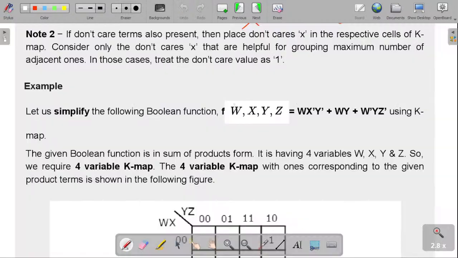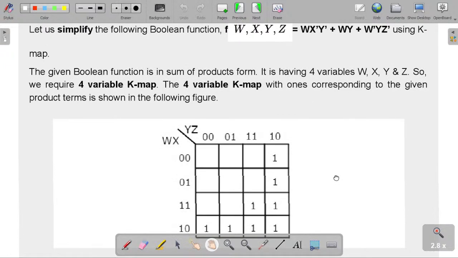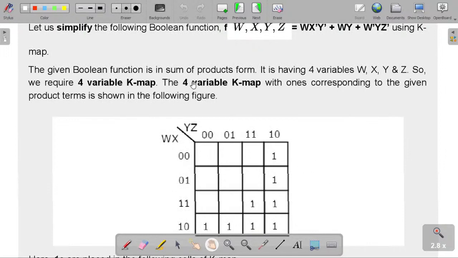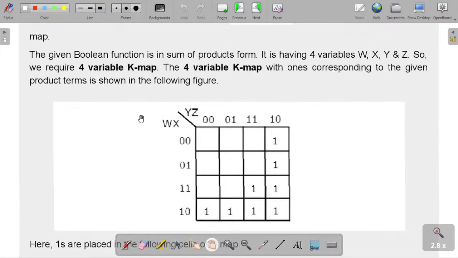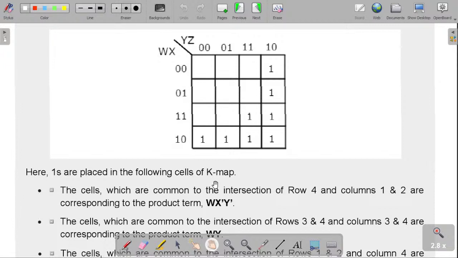Here the given boolean function is a sum of product terms. The product terms are having 4 variables, so we require a 4 variable K map. The K map cells with ones corresponding to these product terms are shown in the figure. Here one is placed in the cells which are common to the intersection of row 4 and columns 1 and 2, corresponding to the product term w x bar y bar.